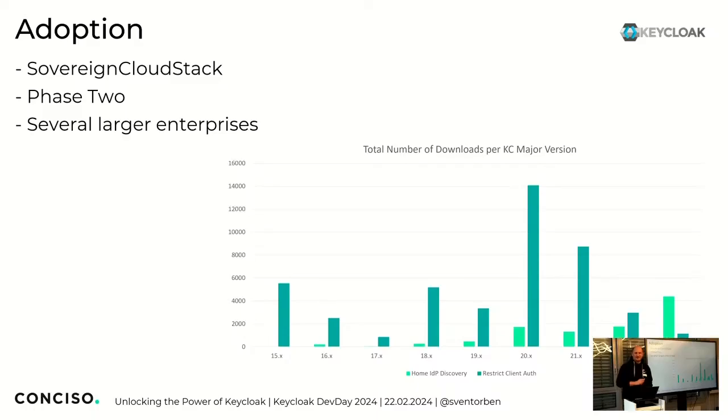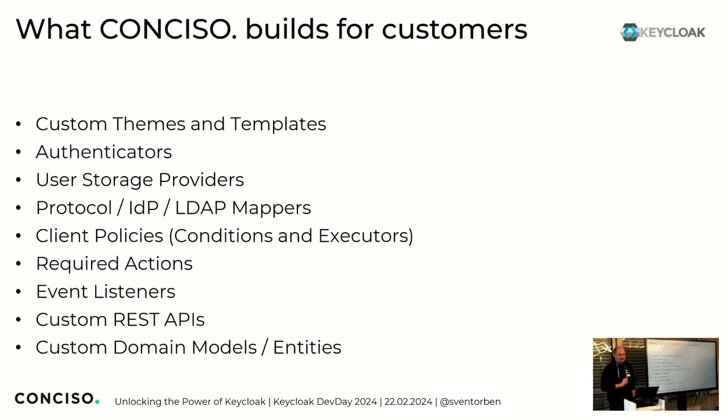In addition to these two extensions, what do we do at Conciso? We basically do consulting around Keycloak and all kinds of extension development. It starts with basic theming, building custom authenticators, user storage providers, basically everything you find an extension point for in Keycloak. I think we have seen them all so far. And that's basically what I want to talk about today: what have we set up as best practices when we build these things?